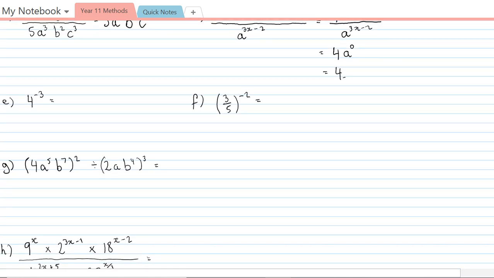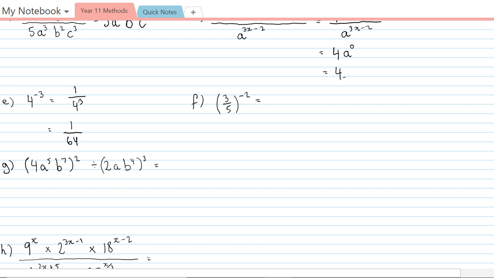Question E, 4 to the power of negative 3. So this is using the rule for the negative indices. I'm going to change that into a positive index by moving it into the denominator. This is going to be 1 divided by 4 to the power of 3. We could make that a little bit nicer by evaluating 4 to the power of 3, which is 4 times 4 times 4, which is 64.